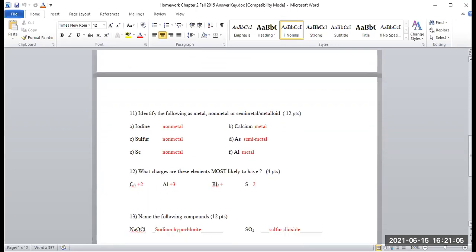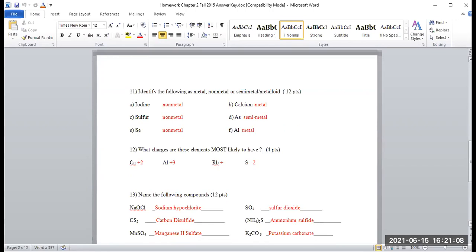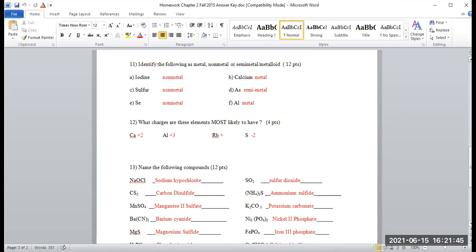Then I gave you a selection of elements and asked you to identify whether they were metal, non-metal, or semi-metal. This harkens back to the notes where I specified that only silicon, germanium, and arsenic can be guaranteed to be semi-metals. All the other ones we are going to consider as either metals or non-metals. So iodine, sulfur, selenium, they're all non-metals. Calcium, aluminum, regular metals, with the arsenic being the semi-metal.